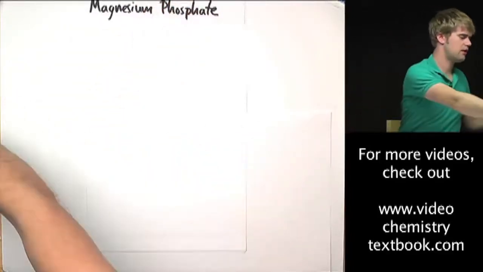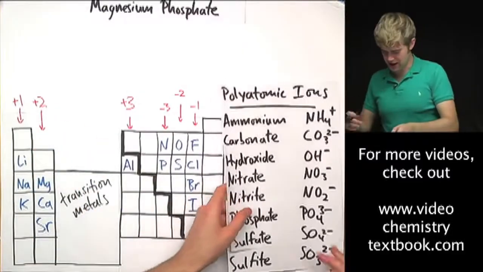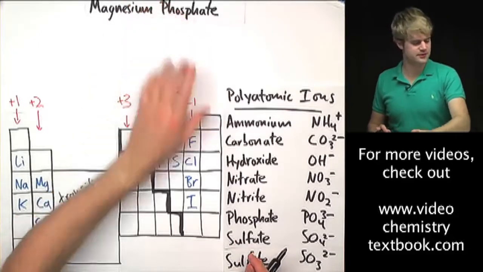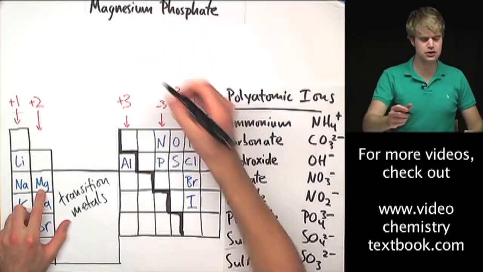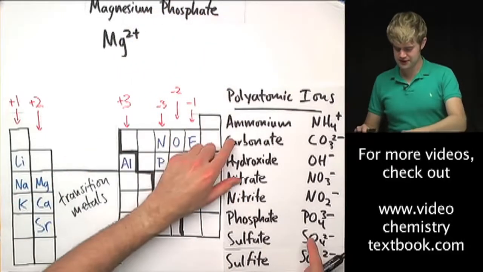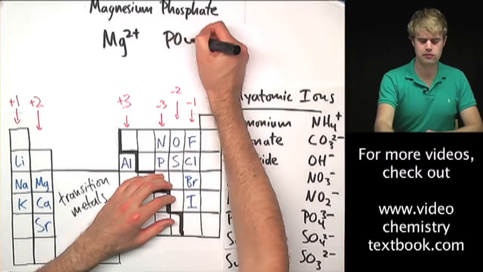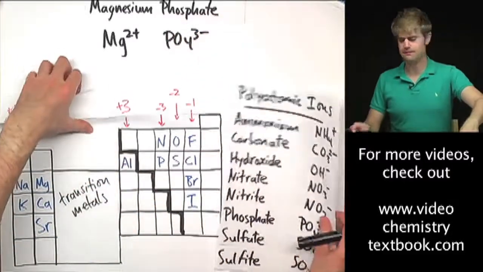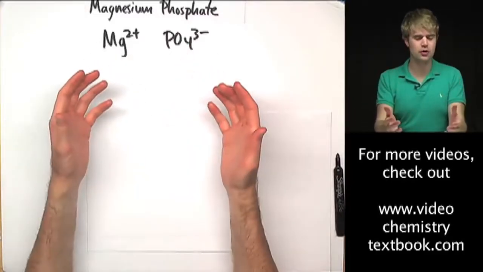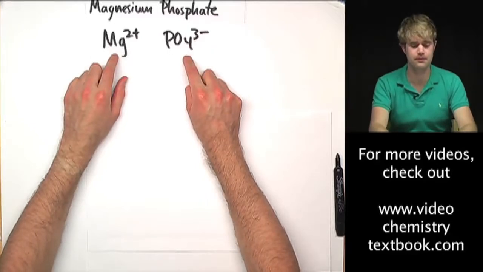Magnesium phosphate. Periodic table, polyatomic ion list. I find the charges for magnesium and phosphate. Magnesium is here. It's Mg with a 2+. And phosphate, we just did this. It's right here. PO4 3-. So now I want to get the charges to balance, and this is one of the trickier ones because sometimes you've got to do a little thinking before you can figure out how this is going to work.